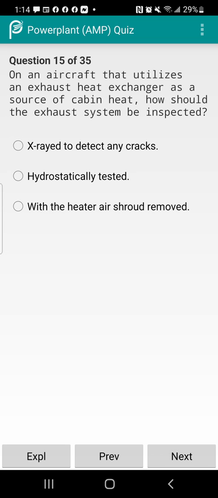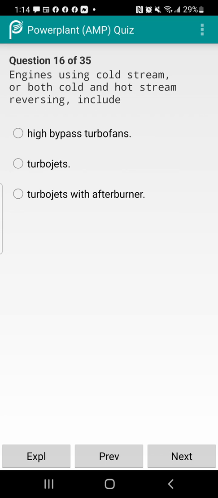On an aircraft that utilizes an exhaust heat exchanger as a source of cabin heat, how should the exhaust system be inspected? With the heat air shroud removed.